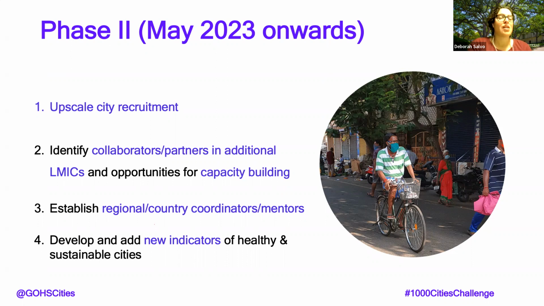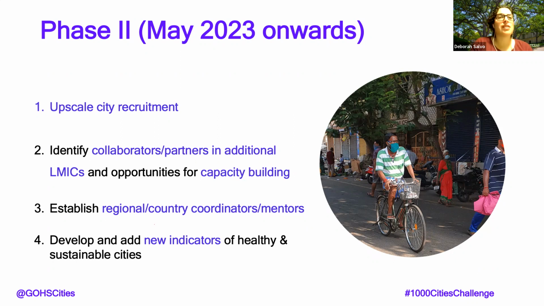income settings. We want to establish regional and country coordinators and mentors so that once we have several cities across countries or regions, they can serve as support in terms of lessons learned of what works best to collect data and calculate these indicators in the most efficient manner. Also on how to use the data, the indicators, and the advocacy tools, so the scorecard and the reports to generate change within your cities.